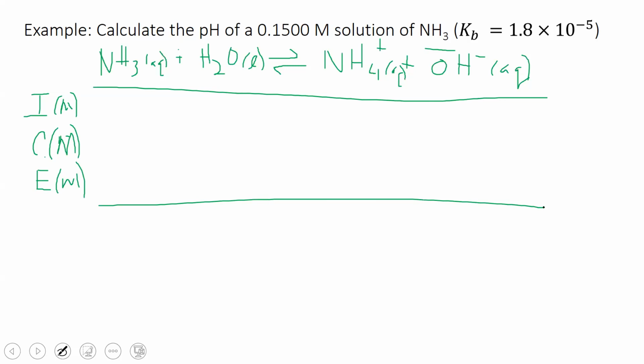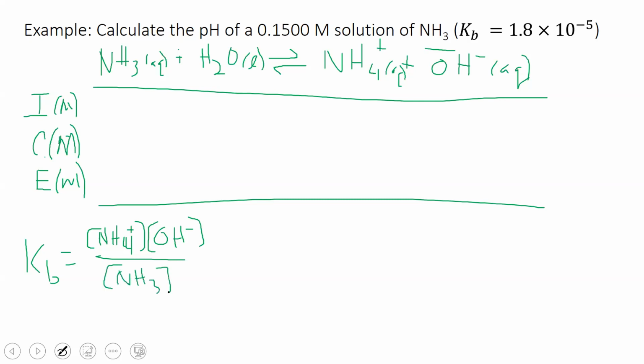And I'll put my Kb equation just off to one side. Okay. So Kb should equal the concentration of ammonium times the concentration of hydroxide over the concentration of ammonia. Right? And so we know that that is equal to, of course, 1.8 times 10 to the minus 5.